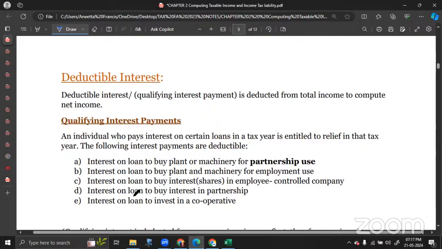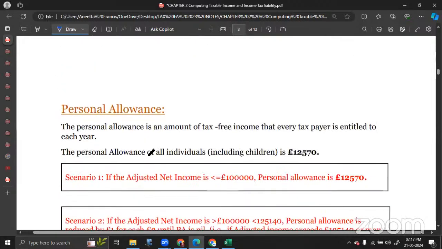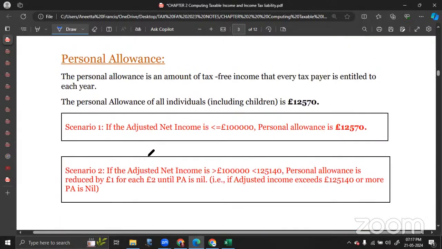So coming to the first one, okay. Before that, personal allowance, I've already discussed. If your adjusted net income is less than or equal to 100,000, you're eligible for your entire personal allowance.